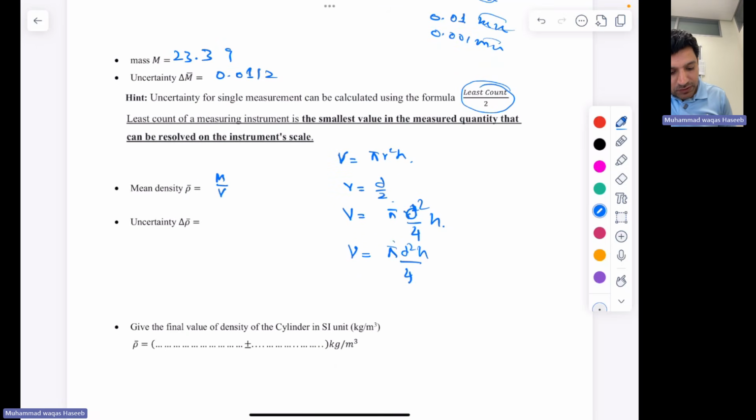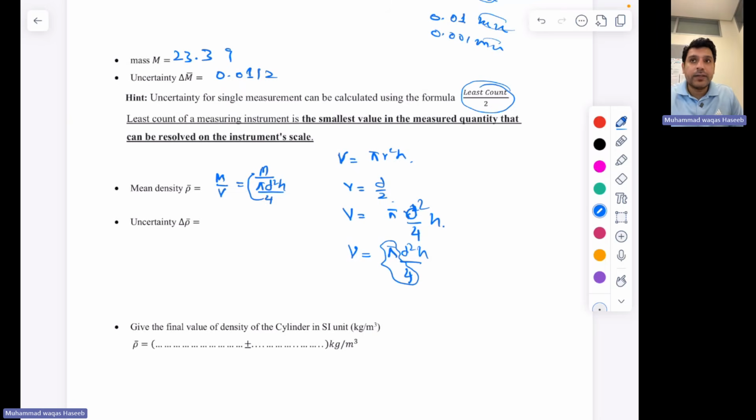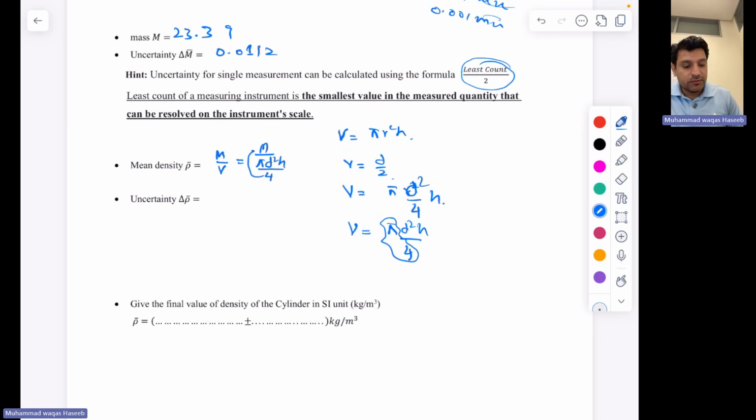So these are constants. They are not included in your uncertainty, but they are included in the calculations. So our calculation becomes mass divided by the volume. The volume is pi d square h divided by 4, and this will go up. So you will get 4m over pi d square h, and when you substitute the values, you will get the density.